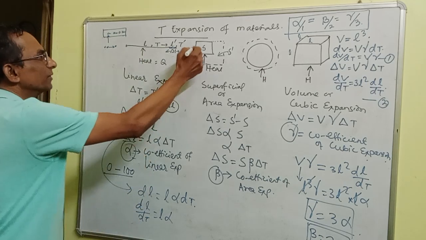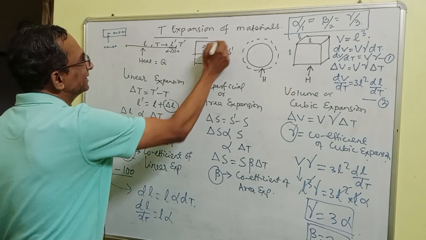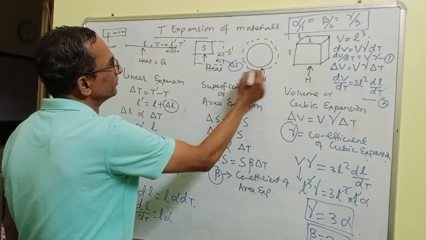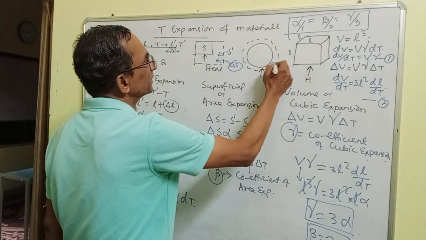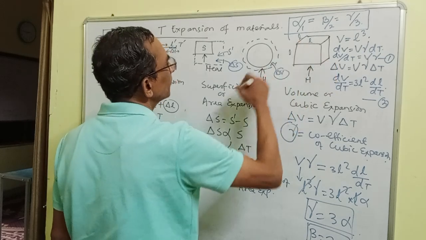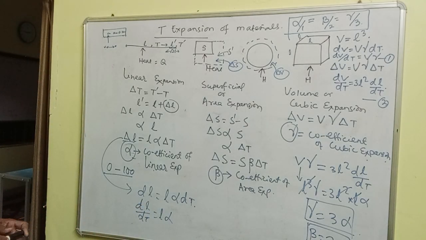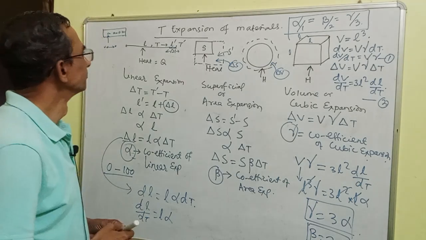In a similar manner, if there is a plate, both dimensions are increased, hence there is an increase in area. If there is a volume, then there is an increase in volume. Hence, these are the thermal expansions of material.